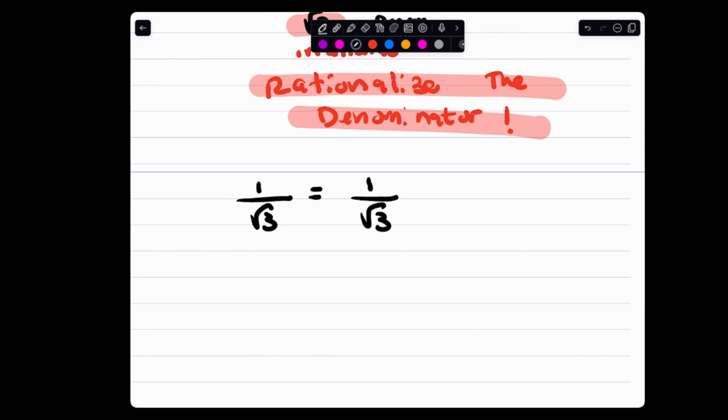Are you equal to yourself? Are you the same as yourself? Yes. So this is a true statement. You guys okay with that? Now, I'm going to do this here.